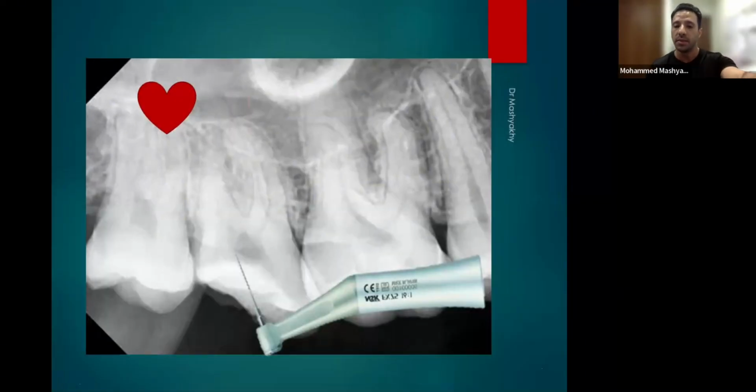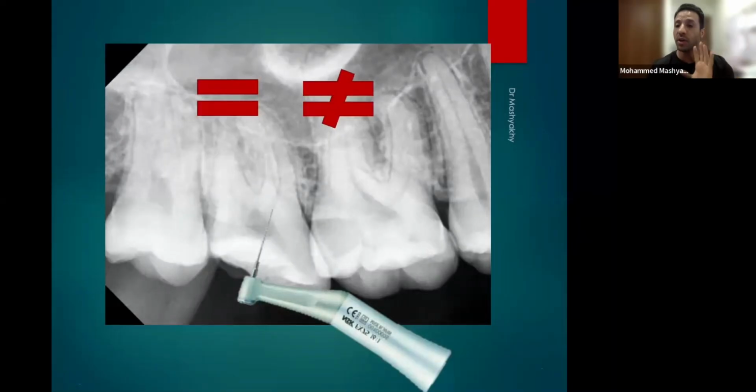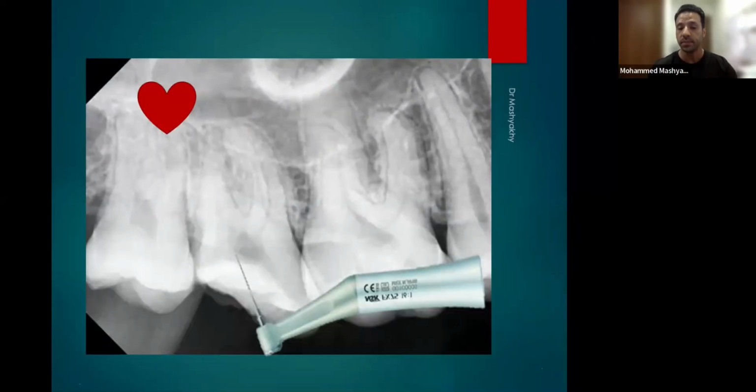The distal will be easy because we call this trajectory. What do I mean by trajectory? That every canal has its own path. Look at the distal like this, the mesial like this. This is very important to do in the root canal treatment.